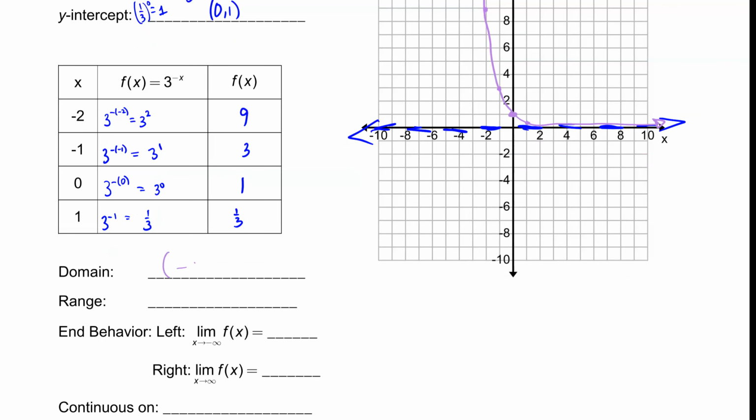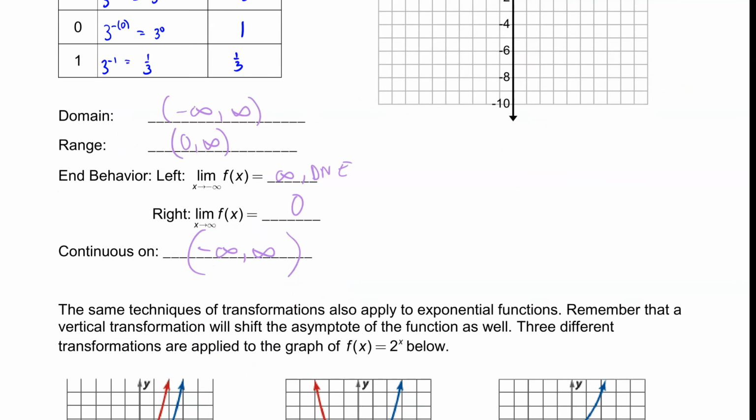So domain is going to be all real numbers again. Our range is still 0 to infinity. Notice it's always smallest on left, bigger on right. It's always going to be written this way. You never write it as infinity to 0. You always go smallest to biggest, left to right. All right, left end behavior, we're going to infinity, and right end behavior, we're going to 0. But we're still continuous for all real numbers, right? -infinity to infinity.